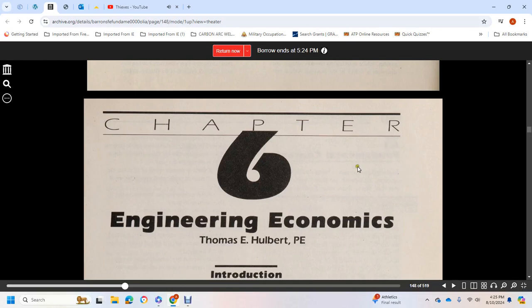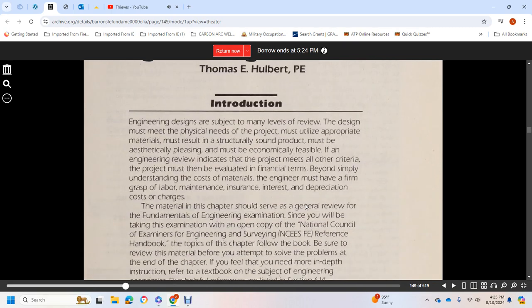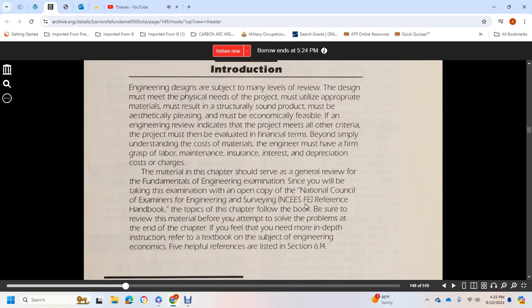Chapter 6, Engineering Economics, Thomas E. Hulbert, Professional Engineer. Introduction. Engineering designs are subject to many levels of review. The design must meet the physical needs of the project, must utilize the appropriate materials, must result in a structurally sound product, must be aesthetically pleasing, and must be economically feasible.